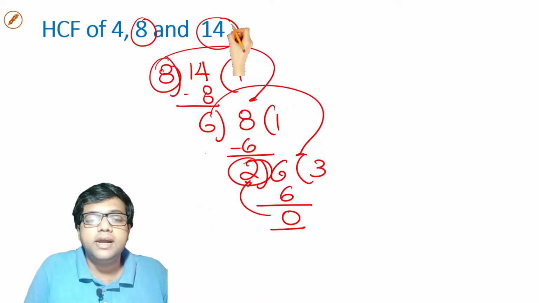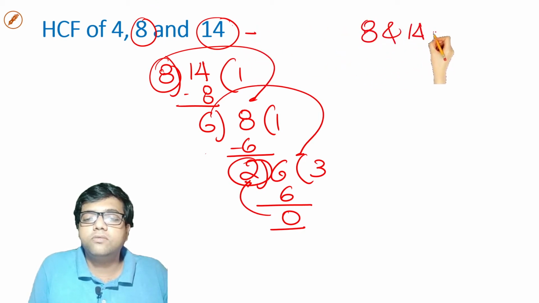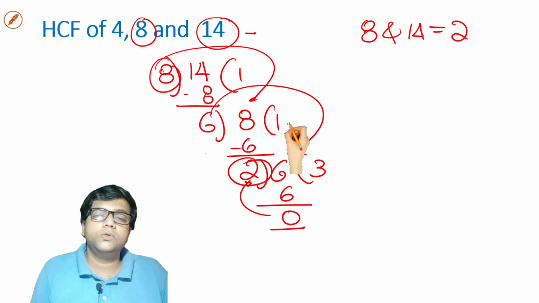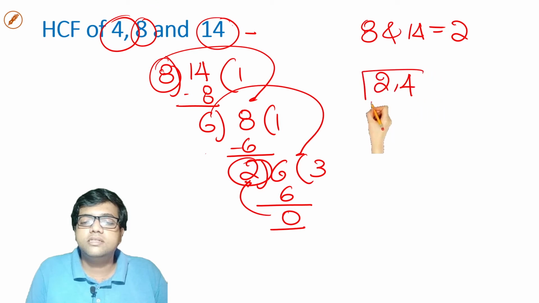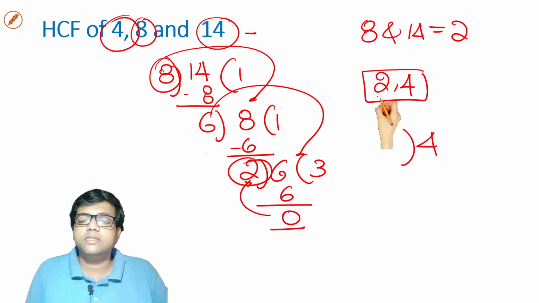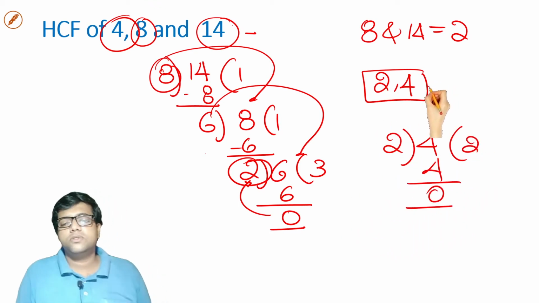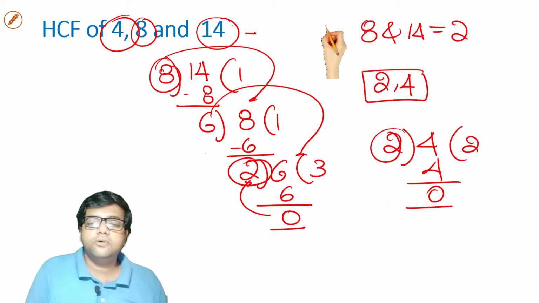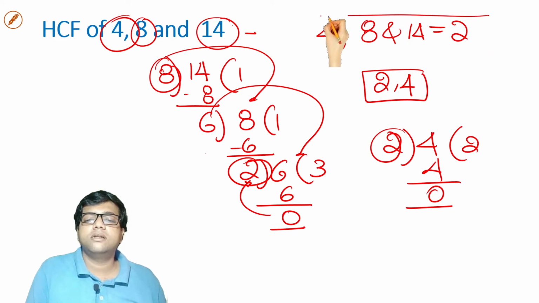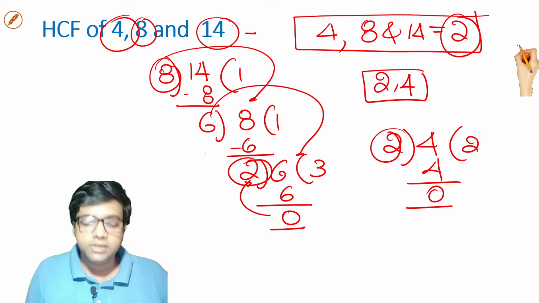So for the numbers 8 and 14, we got 2. The other number which is left is 4. We will now find the HCF for 2 and 4 with the same method. Bigger number divided by the smaller number. 2 2s are 4. So you got the remainder 0. For 2 and 4 also, the highest common factor is 2 because you got 0 in the first step itself. So for 4, 8 and 14, the highest common factor is going to be the number 2.